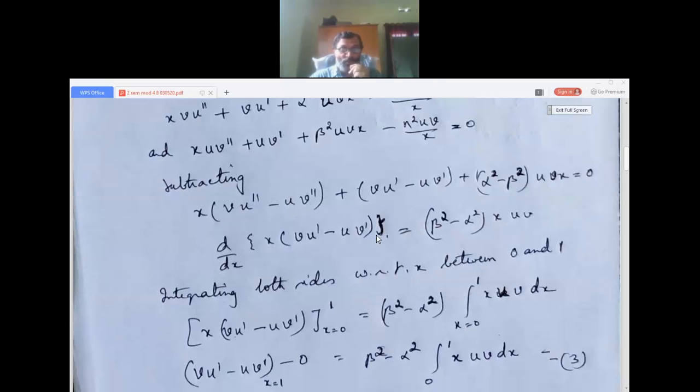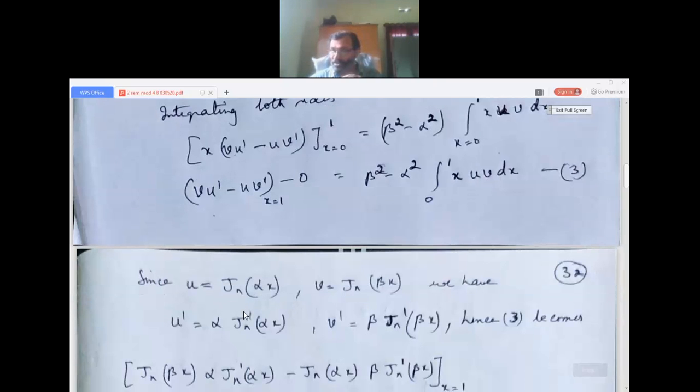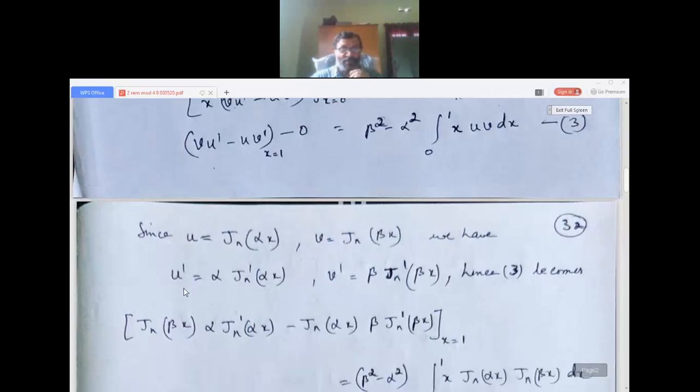Since u equals Jn alpha x and v equals Jn beta x, we want u dash and v dash. If you differentiate, u dash with respect to x will be Jn dash alpha x into alpha, by the chain rule. So that can be written as alpha Jn dash alpha x. If you differentiate v, v dash will be Jn dash beta x into beta, so v dash equals beta Jn dash beta x.